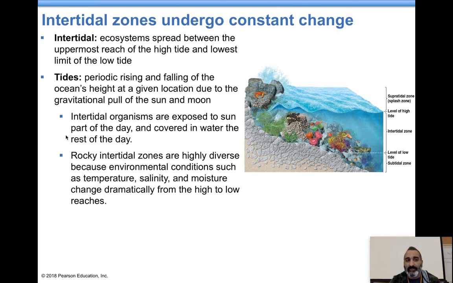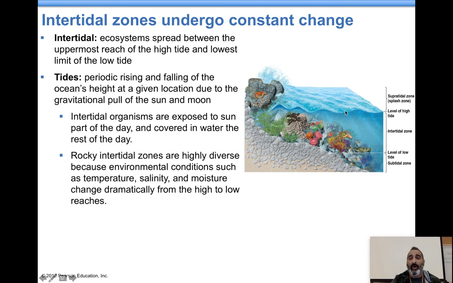Tide pools or intertidal zones, they're very unique. They have a lot of biodiversity. Why? And by the way, they're very harsh environments. And the reason I say they're very harsh environments, they're environments where organisms live, right? And they could be completely dry part of the day. They can be completely submerged with water other parts of the day. So these are organisms that are diverse. They can live in unique environments, tide pools, okay, or intertidal zones is what they call them.